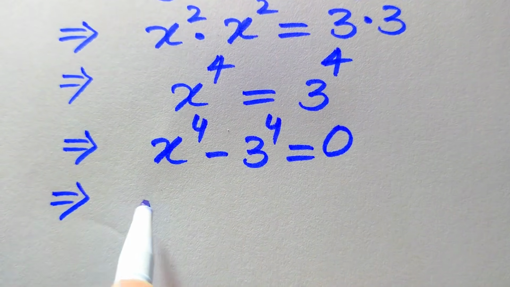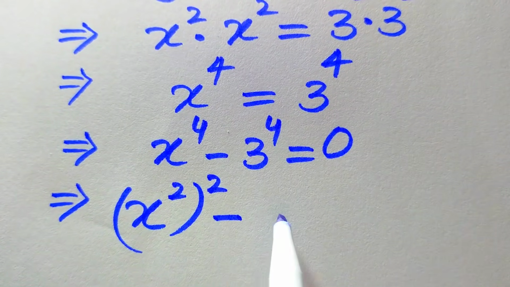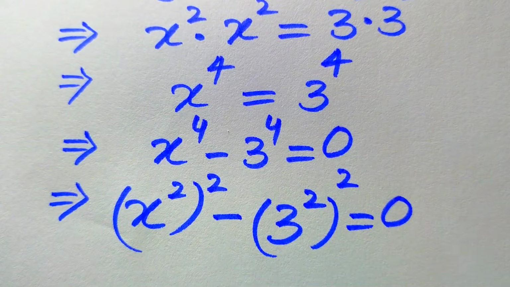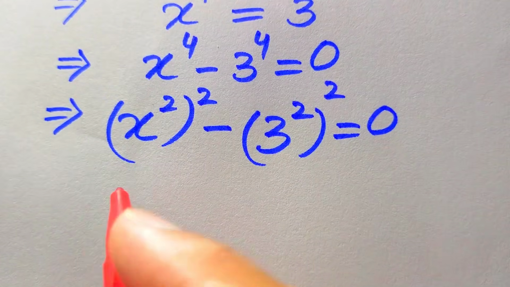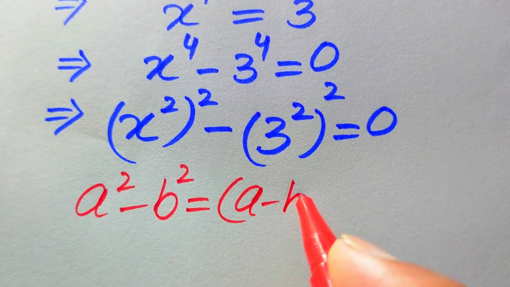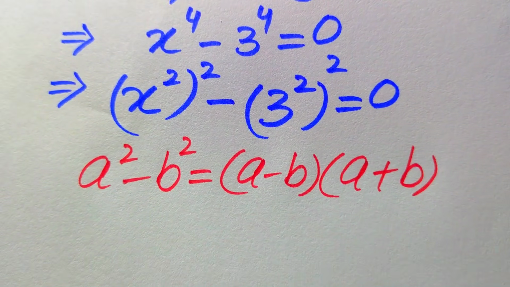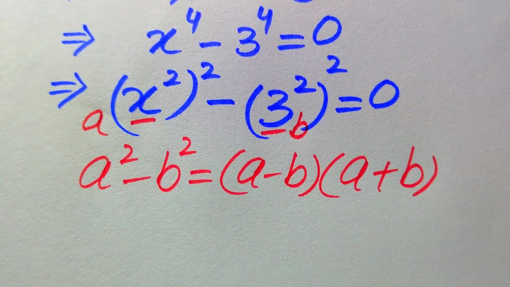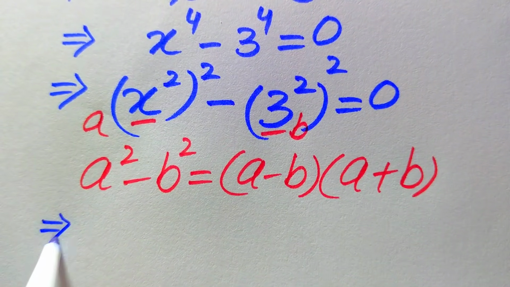We rewrite this equation: x to the power of 4 we write as (x squared) whole squared, minus 3 to the power of 4, which we write as (3 squared) whole squared. Now in the next step we use a nice algebraic formula. You know that a squared minus b squared equals (a minus b) times (a plus b). According to this rule, the base of this term is our a and the base of this term is our b. So we use this formula on the above equation.